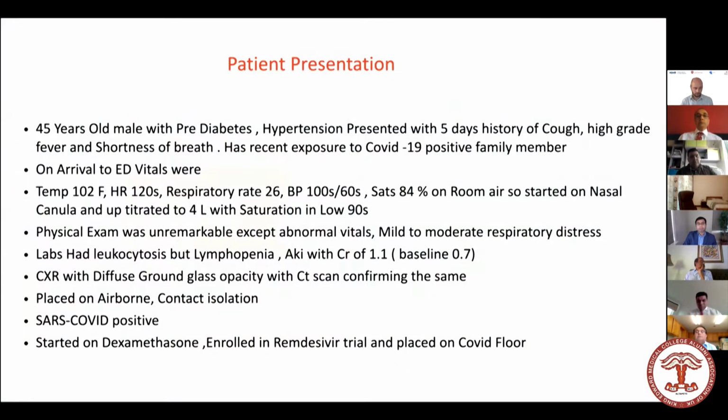So this is one of our patients, and we have seen numerous of those: 45 years old, prediabetes, hypertension, presented with fever. In the ED was tachycardic, tachypneic, hypotensive, desaturating. Physical exam except moderate respiratory distress was okay. Leukocytosis, some lymphopenia, and then AKI. Was placed on airborne and contact isolation. SARS-CoV-2 came back positive. Patient was started on Decadron. We'll talk about it in discussion, but our center was using steroids early on based on different ARDS trials, and the patient was enrolled in a remdesivir trial and placed on the COVID floor.